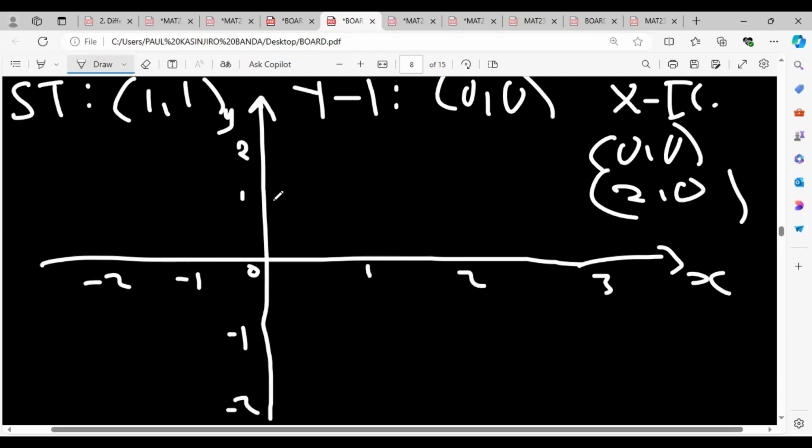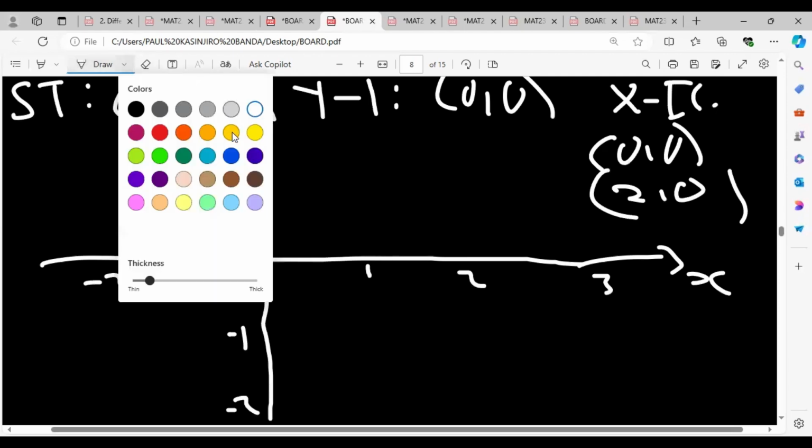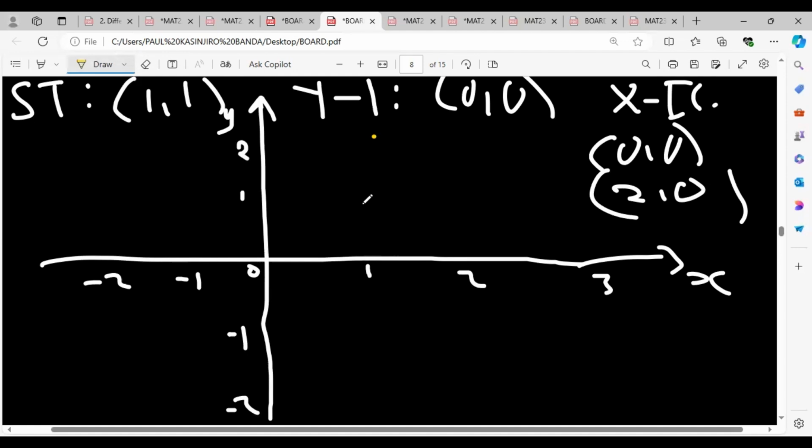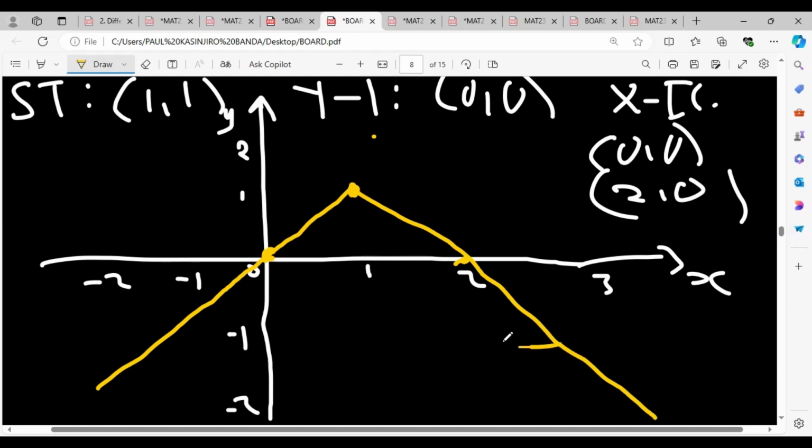So we are going to mark (1, 1) there. Okay, so (1, 1) is actually somewhere there. Where is (0, 0)? (0, 0) is there. Where is (2, 0)? (2, 0) is there. And this is a modulus function, which means it just makes a V at 1, so I have a line that will pass through here, touch this point, then it will come here and go like that. So this is the graph of 1 minus |1 - x|. Okay, so this is the graph here.